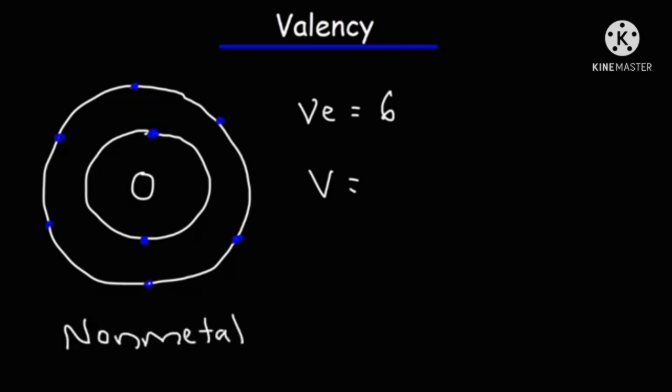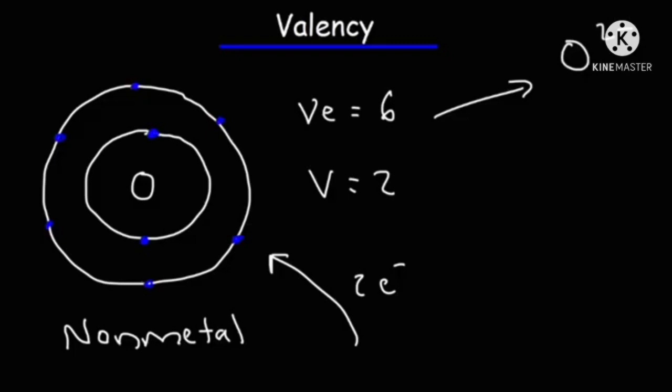Why? Because it gains electrons in the outermost orbit. If it gains 2 electrons, it becomes stabilized. So valency of this oxygen atom is 2. Okay now my dear children, okay, see here, why I am writing here 2 minus, we will see in a further class.